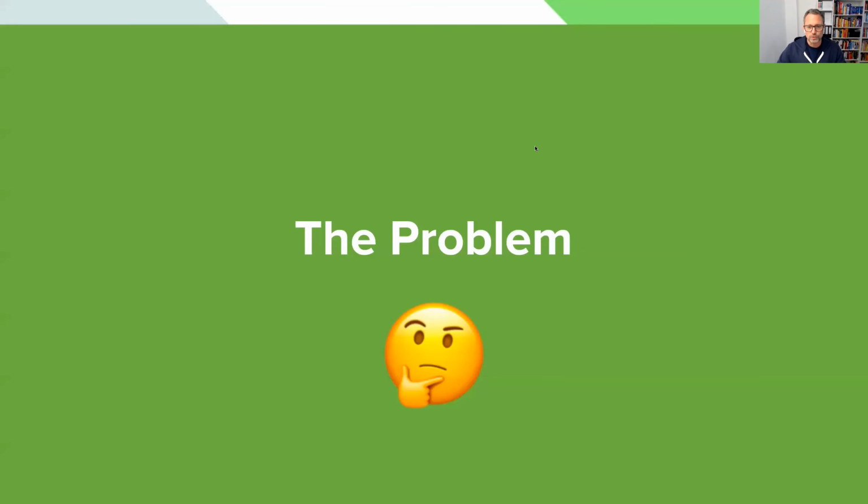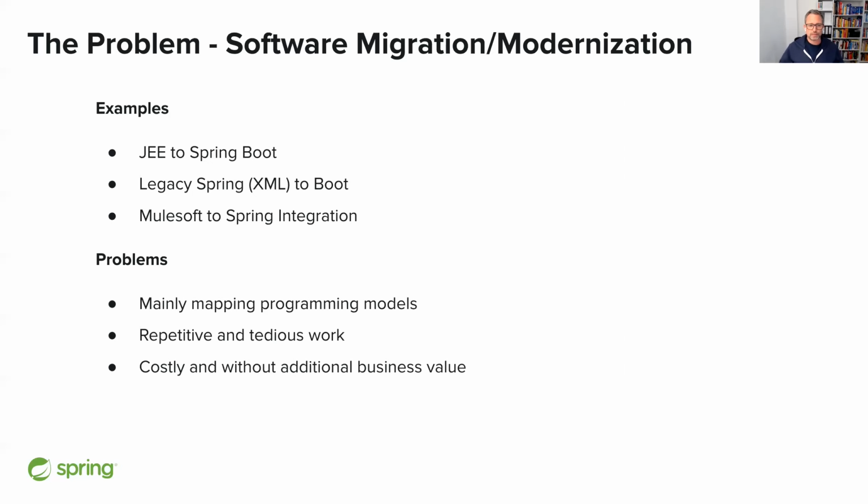What is the problem that we try to solve here? It's actually a two-fold problem. One obvious, that's also given in the name Spring Boot Migrator, is migrating from some non-Spring technology to Spring Boot. Examples could be something like from JEE to Spring Boot, something I'm going to demo to you in a while. Other things might be legacy Spring, like coming from legacy Spring XML to modern Spring Boot, for example, or something we looked into in the past was MuleSoft to Spring Integration migration, which worked pretty well.